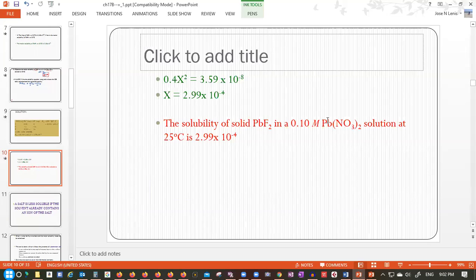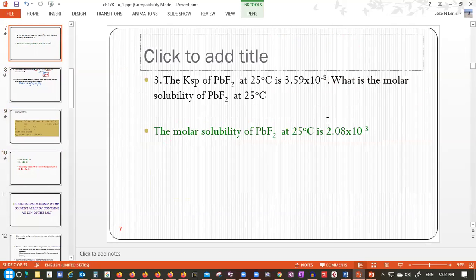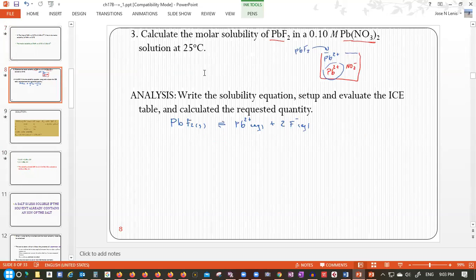So what was the difference between this problem and the previous problem? Look at the solubility of PbF2 at the same temperature. It is 2.03 times 10 to the negative 3 moles per liter. Very little, right? 2.03 times 10 to the negative 3 moles per liter soluble. That is in pure water. Then we did the same salt, but not in pure water.